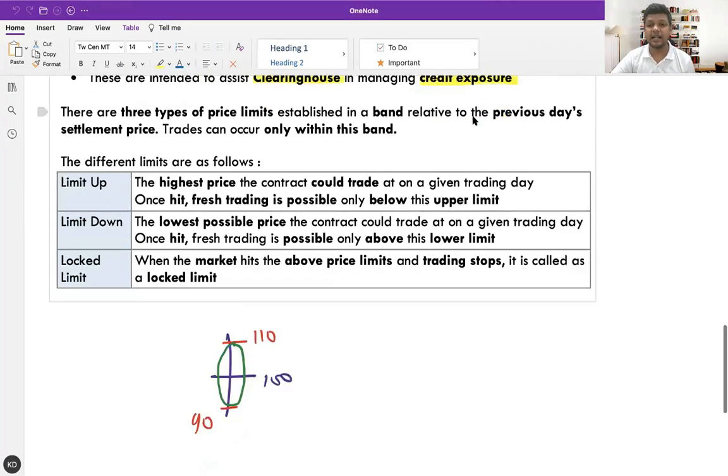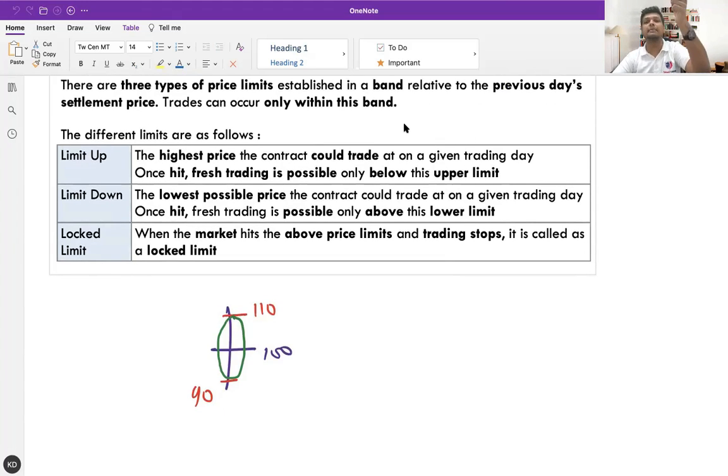At any time in the day, if the stock hits the price, either the up limit or the down limit, it becomes a lock limit. Lock limit means the trading stops for that particular stock for either the entire day or for some time limitation set by the exchange. Clear? So what is a lock limit? It is a situation where the price hits the limits, either the up limit or the down limit. Clear?